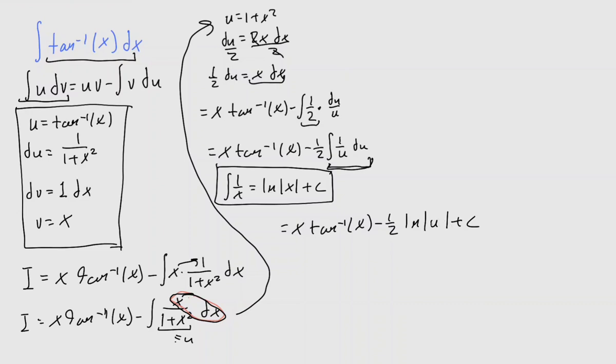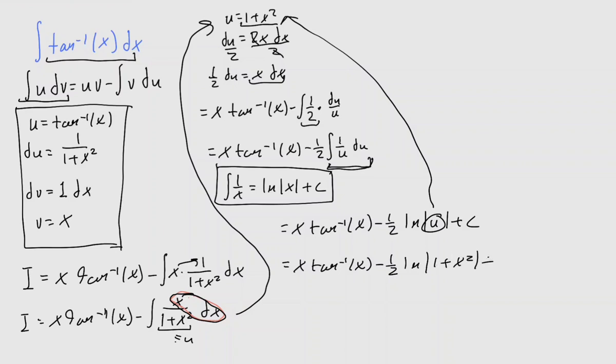But we're not done yet. We have to replace our u here, because remember, we did a u substitution. So literally, what's going to go in there is the 1 plus x squared. So then our final answer would be x times inverse tangent of x, and there you go. Our final answer is x times inverse tangent of x minus 1/2 times the natural log, and inside we're going to have what we had in our u substitution, 1 plus x squared, and that's your answer.